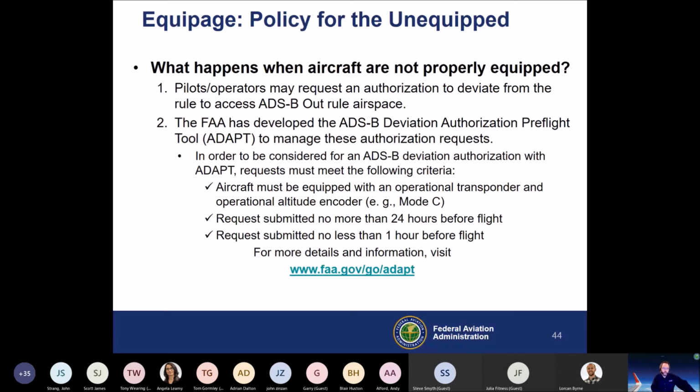And mostly yes. We typically will allow it. What we don't allow is people to abuse the system and try to do it every day or something. But if it really is not routine, we do allow access to ADS-B rural airspace for non-equipped aircraft if they use this system.